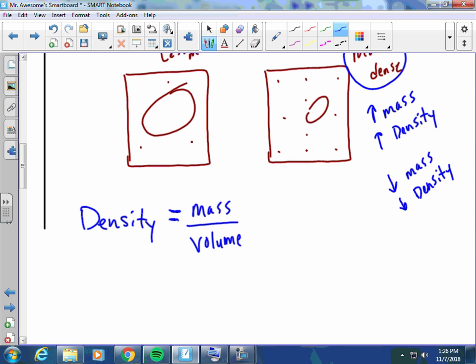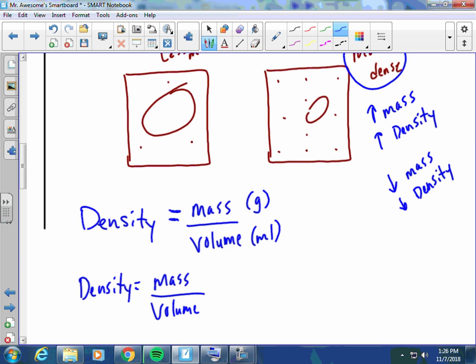What are the units for mass? What are the units for volume? Okay, so I could have a couple different ones for density. I could have density equals mass in grams over volume in milliliters, or I could have density equals mass in grams over volume in cubic centimeters.